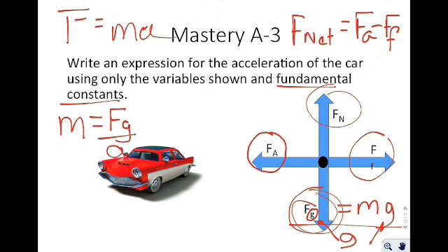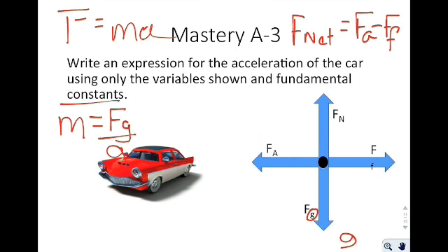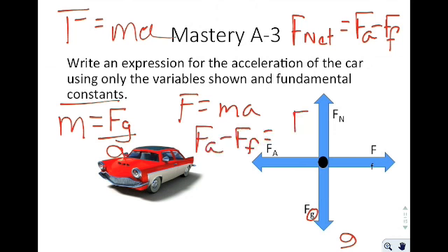So I have an expression for F net. I have an expression for m. You may not like it because it's all in variables, but technically at this point I can plug into my equation. I can say F equals ma, or Fa minus Ff is equal to Fg over g times a. Okay. Now I want to rearrange this equation to solve for a.